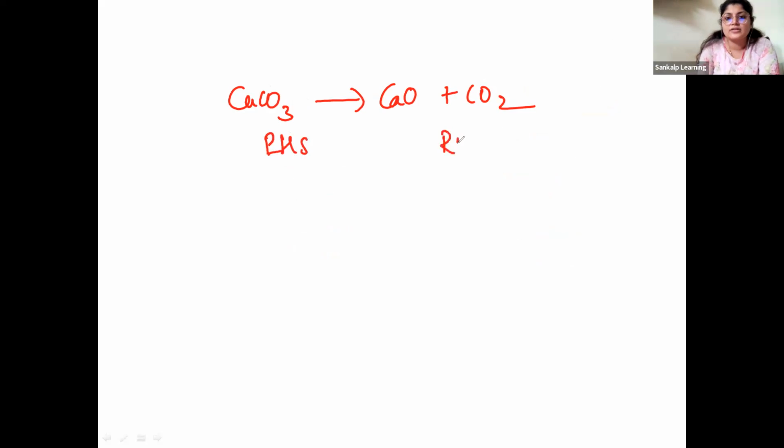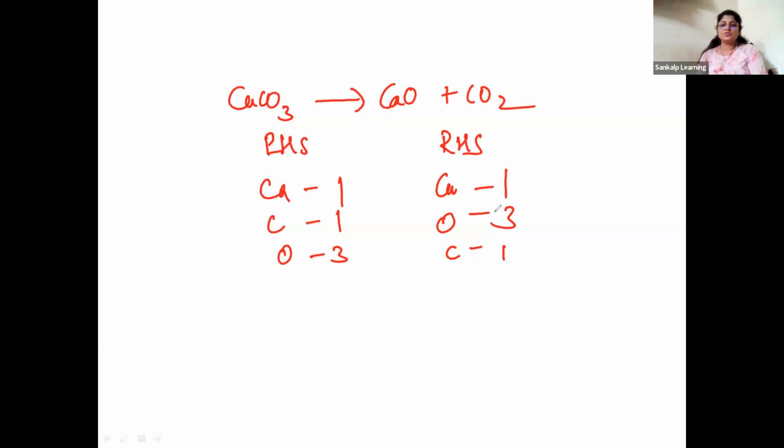Next one, CaCO3 giving you CaO plus CO2. LHS, RHS: CaCO3. C is 1, calcium is 1, oxygen is 3. So this is also balanced. Yeah, this is balanced. This is also balanced. Okay, fine. So we have seen balancing.